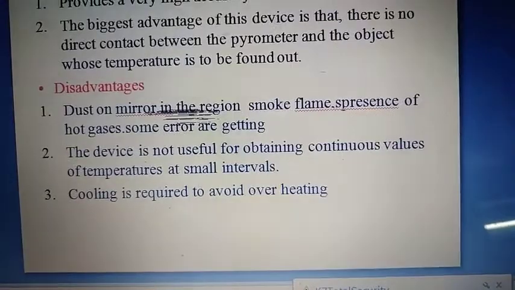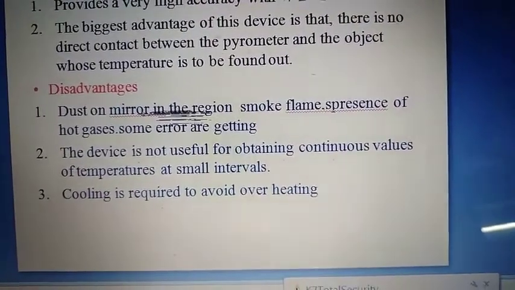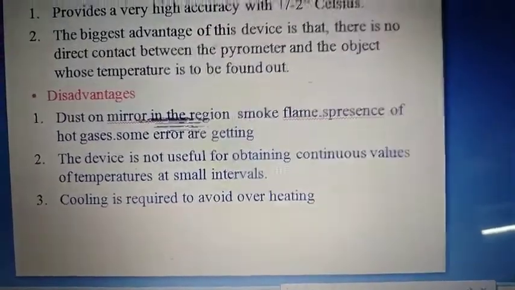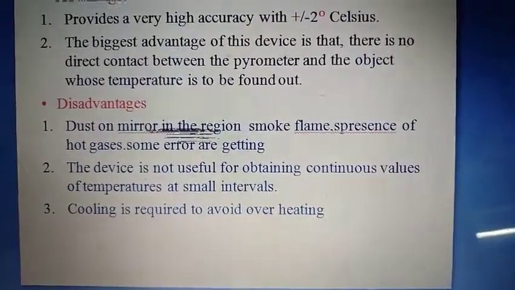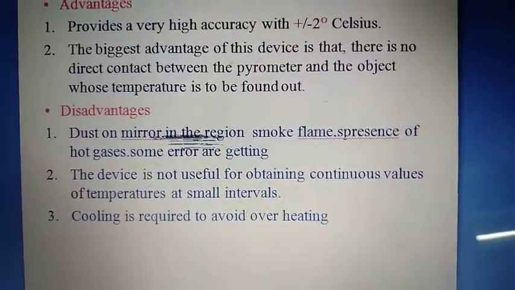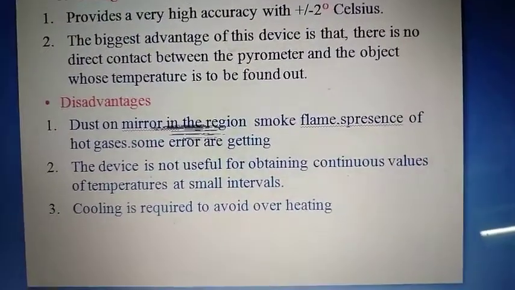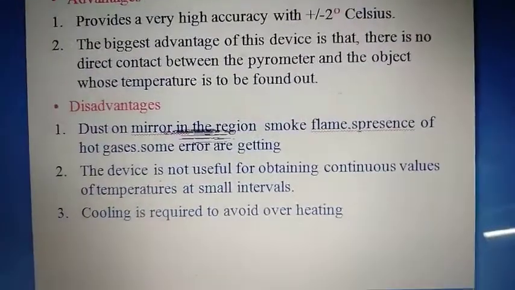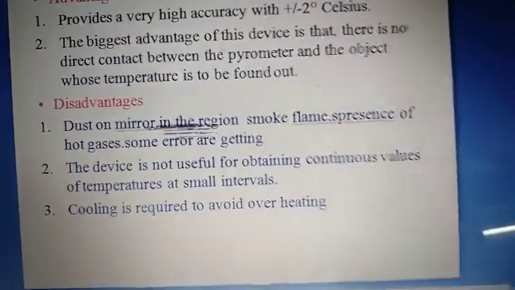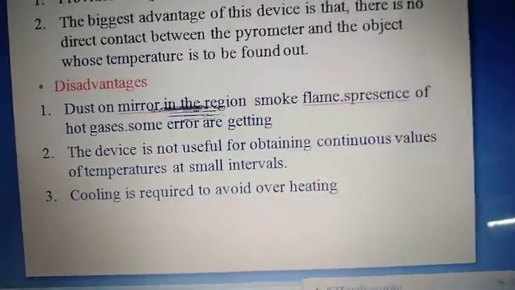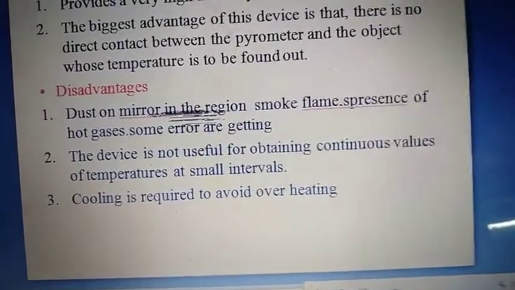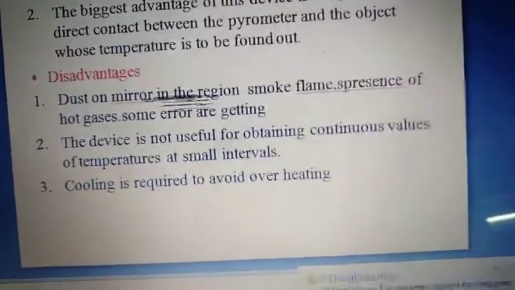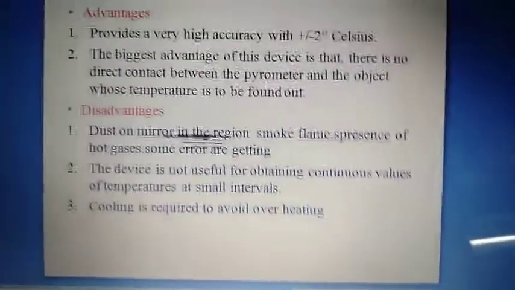One more limitation is that the device is not useful for obtaining continuous values of temperature at smaller intervals, and it is insensitive below 600 degrees centigrade. Cooling is required to avoid overheating. It is useful only for measuring radiation above 600 degrees. So these are the limitations.